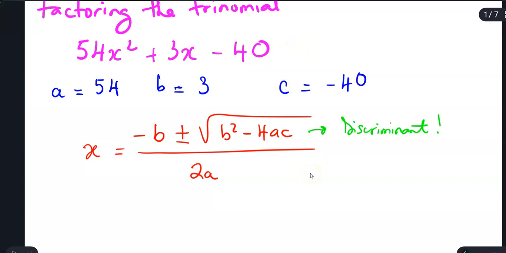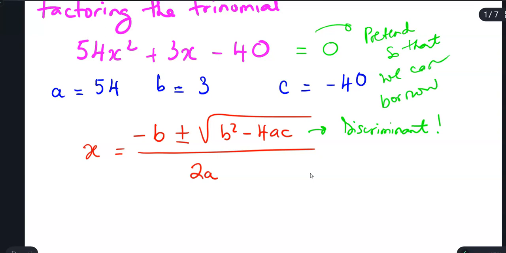It isn't an equation, but we just pretend that it is equal to 0. So I'm going to put 0 here, and I just write "pretend," so that we can borrow the quadratic formula to pull out our two factors.